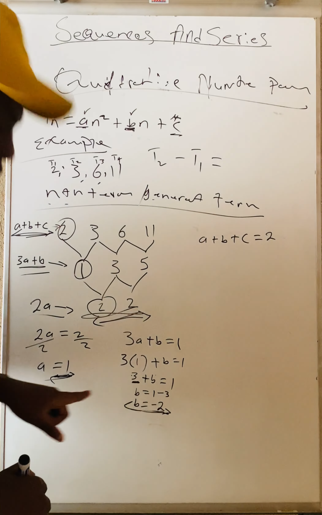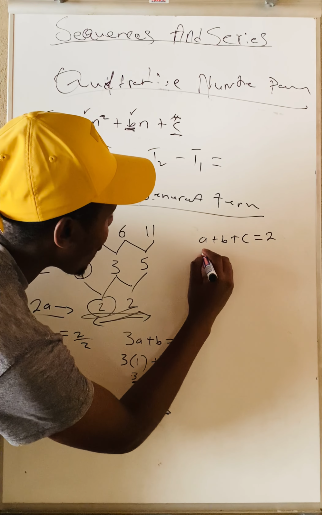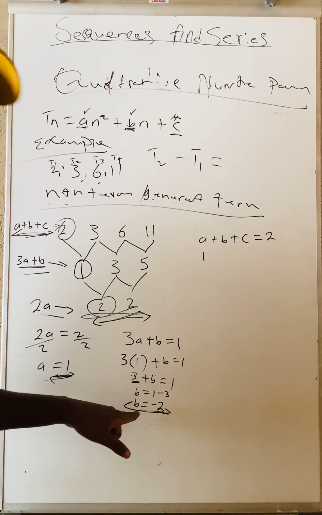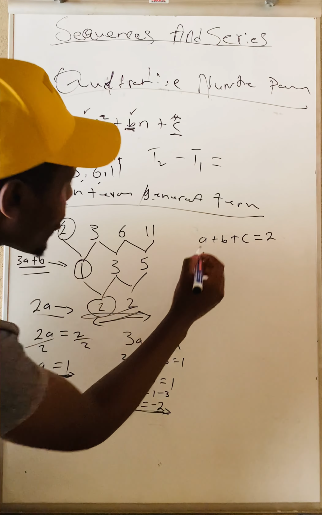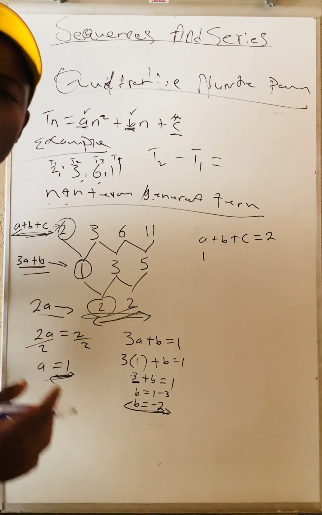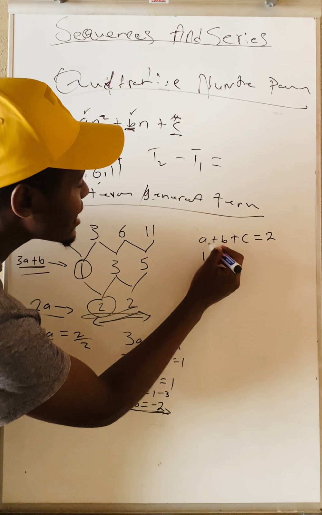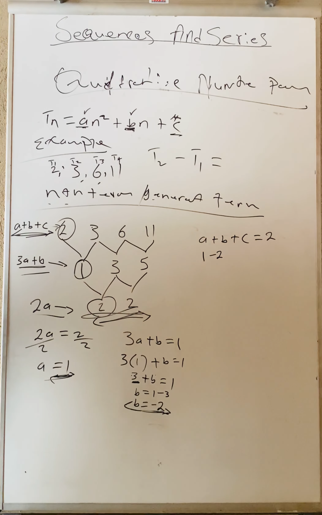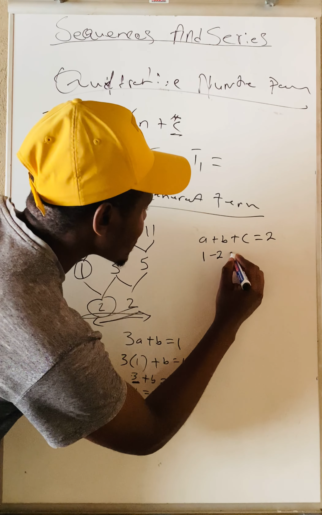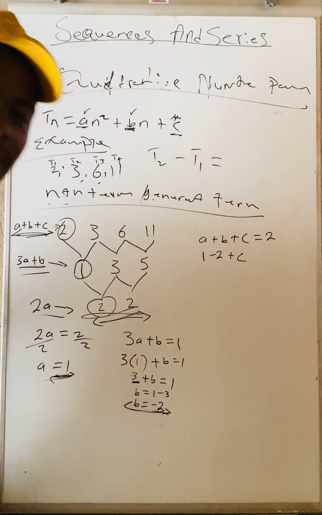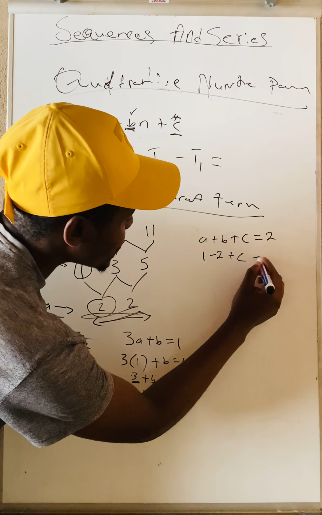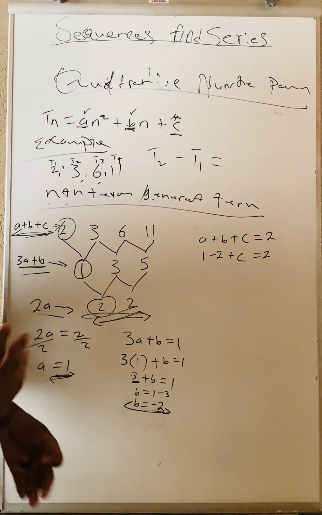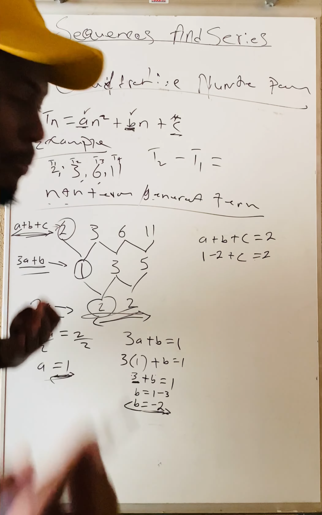We have A. A is what? Is 1, right? Then we have B, which is negative. It means that the negative is going to dominate because this is what is positive. You just say negative 2, right? Plus C, right? Is equals to what? 2.